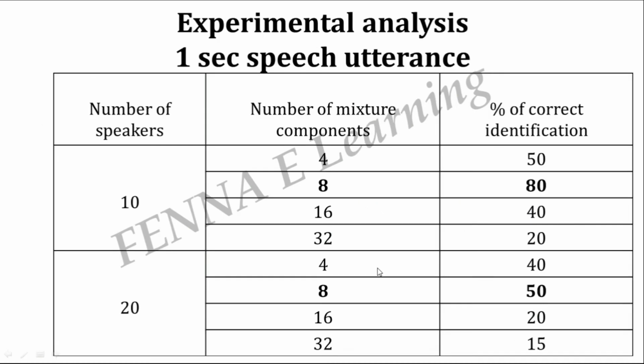And these are the results. Two kinds of results are analyzed. In the first case, 1 second speech utterance is used, and in the second case, 2 second speech utterance is used. If we use 1 second speech utterances with 4, 8, 16, 32 Gaussian mixture components, the accuracy obtained is 80% maximum for 8 Gaussian mixture components. And if we increase the number of speakers, the results also reduce.